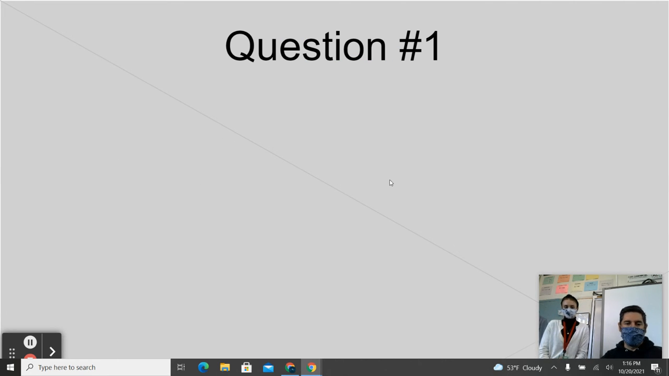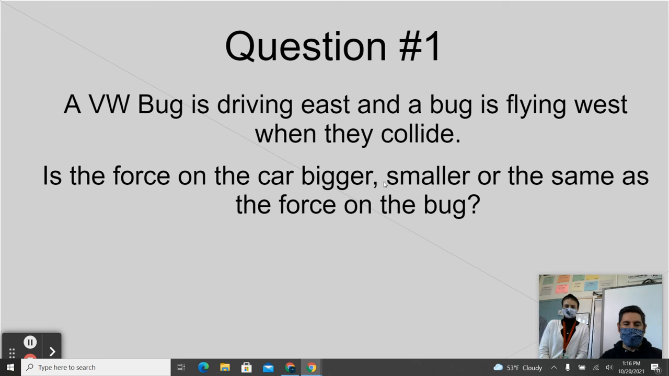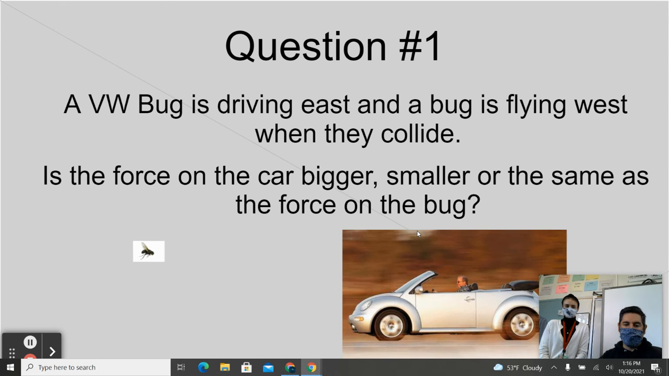All right, question 1. A Volkswagen Bug is driving east and a living bug is flying west when they collide. So we have two things going to collide. Is the force on the car bigger, smaller, or the same as the force on the bug? Think about it and put down your answer. What do you think?